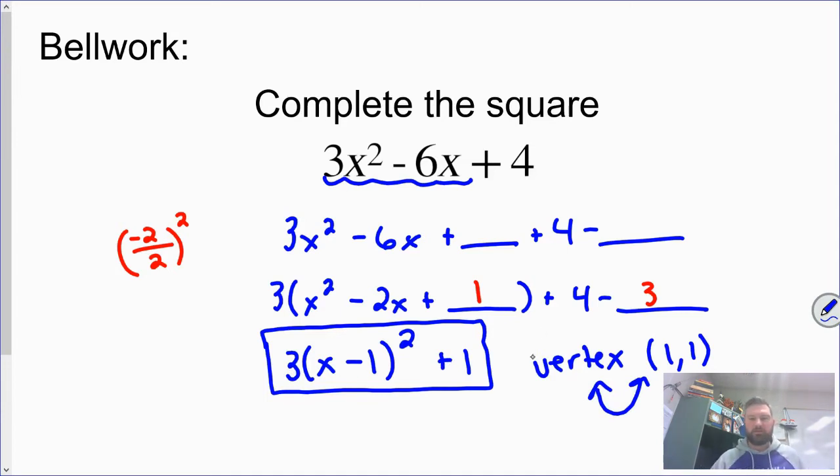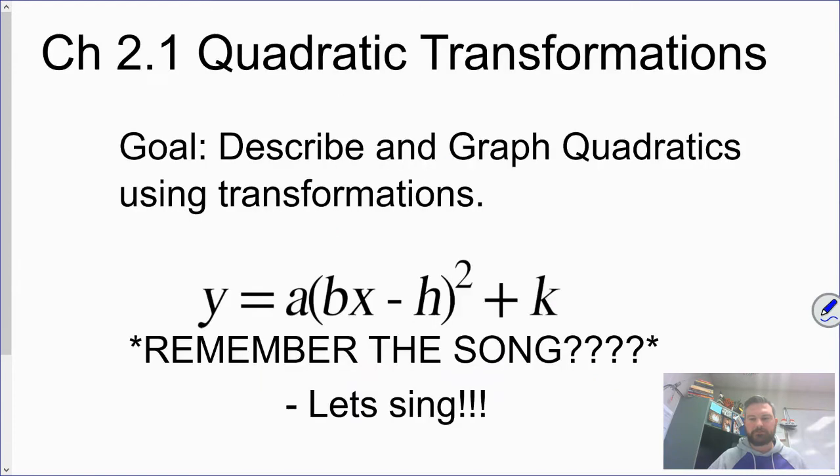Okay, so this is kind of a review of what we've done. And actually, chapter 2 in our book, which is what we're going through now, we've done a majority of that. So that's what we're going to look at now. So 2.1 is quadratic transformations. Our goal here is to describe and graph quadratics using transformations. So last chapter, chapter 3, was all about solving and factoring. And now we're really going to look at the graphs of those parabolas.